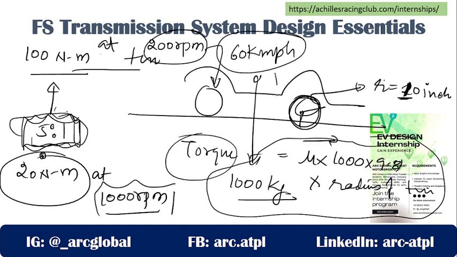To achieve the speed of 60 kmph, accordingly you will be using the tire size. Accordingly, you will be using the tire size to achieve this particular velocity. I hope this has given you clarity on how to select the tire size on the basis of the required velocity.